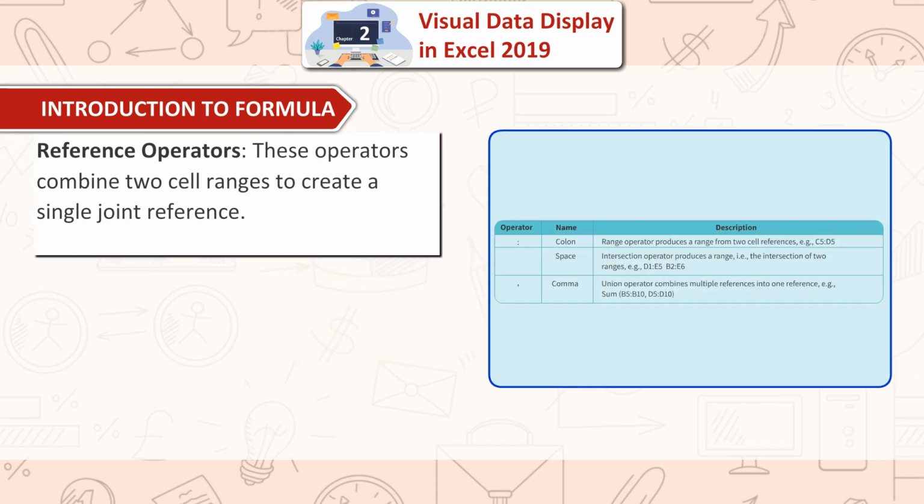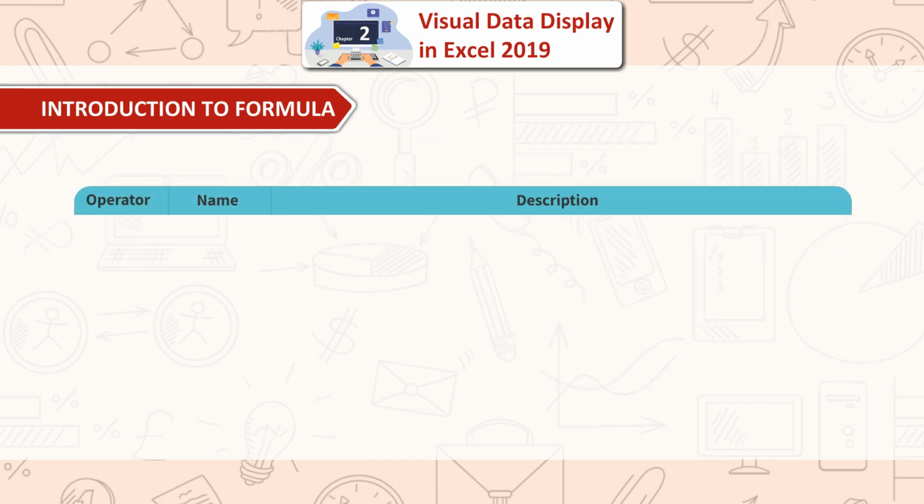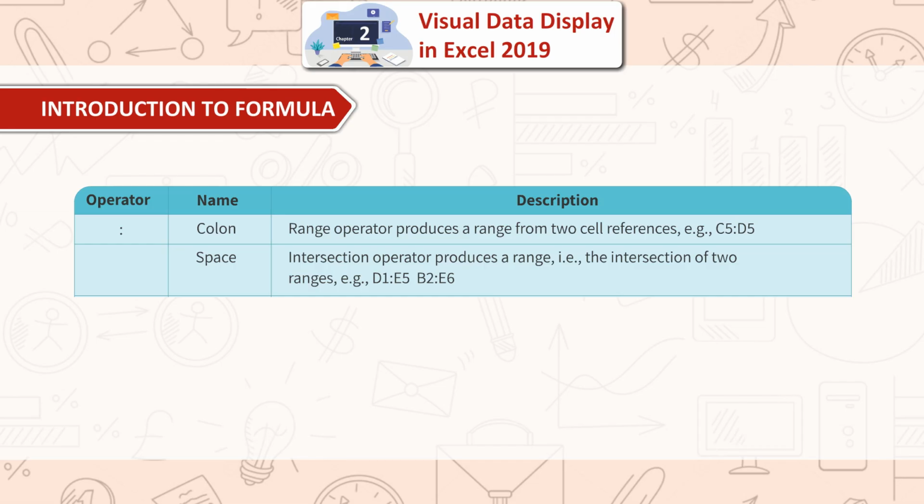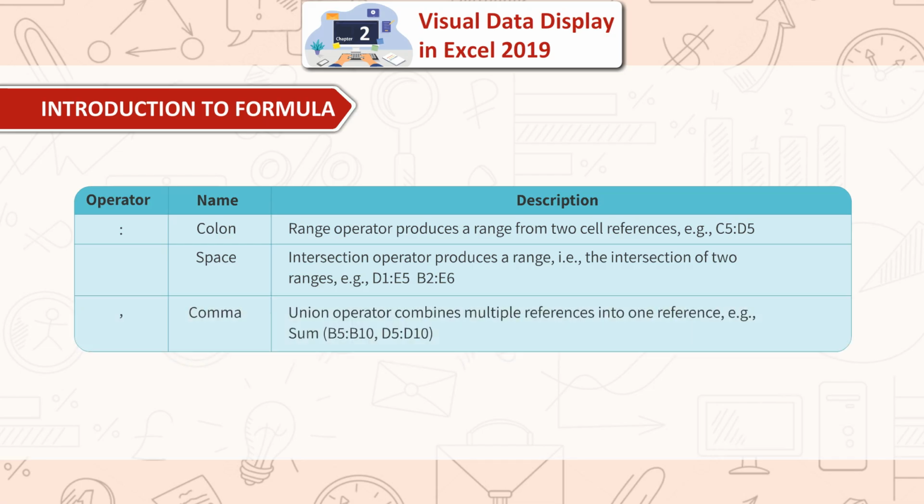Reference operators. These operators combine two cell ranges to create a single joint reference. Operator, name, description. Colon: range operator produces a range from two cell references. Example, C5:D5. Space: intersection operator produces a range that is the intersection of two ranges. Example, D1:E5 B2:E6. Comma: union operator combines multiple references into one reference. Example, SUM(B5:B10,D5:D10).